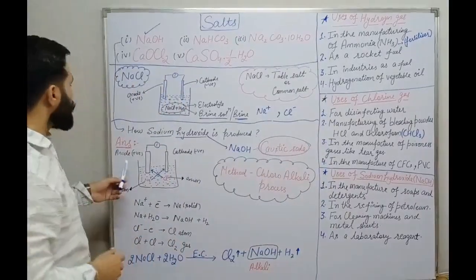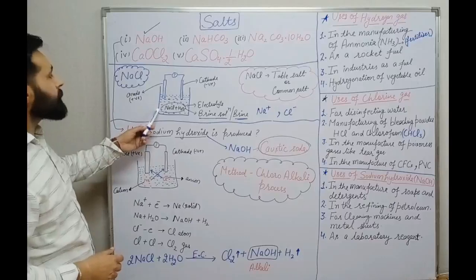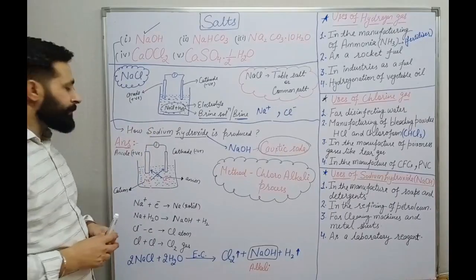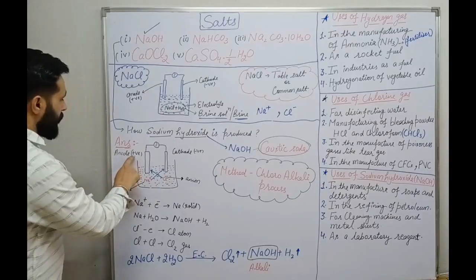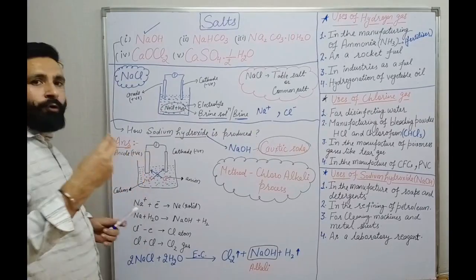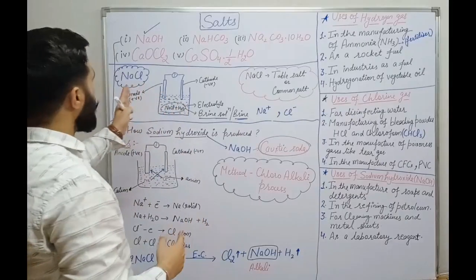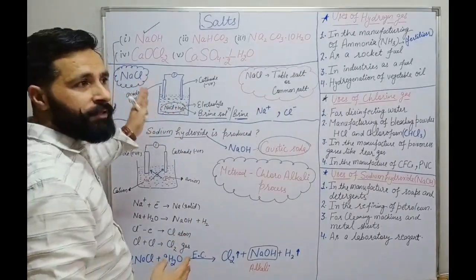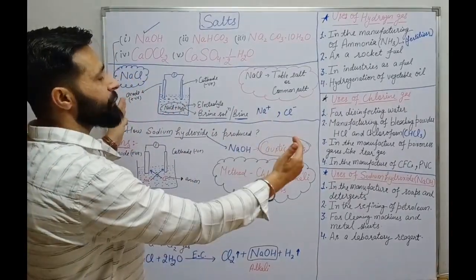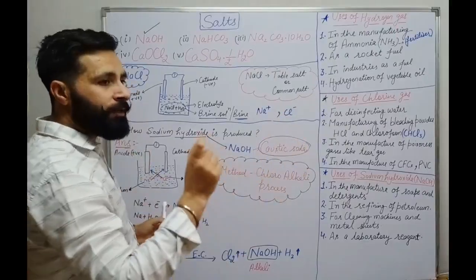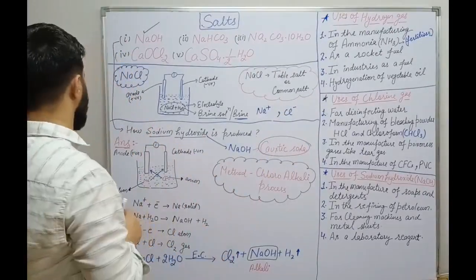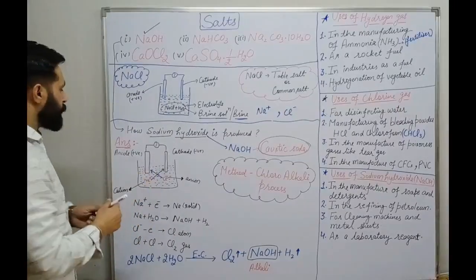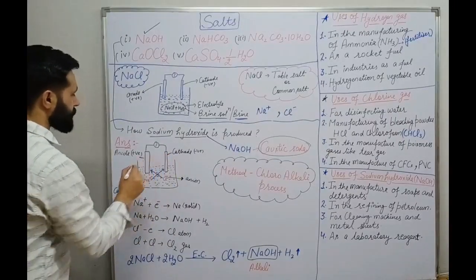So beta, again I have made this diagram here. In this diagram, anode is taken as positive. Out of two electrodes, the one on the left side is always anode, and the one on the right side is always cathode. Anode is the positive rod and cathode is the negative rod. So anode positive, cathode negative.